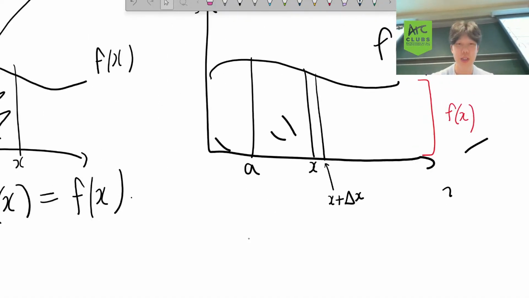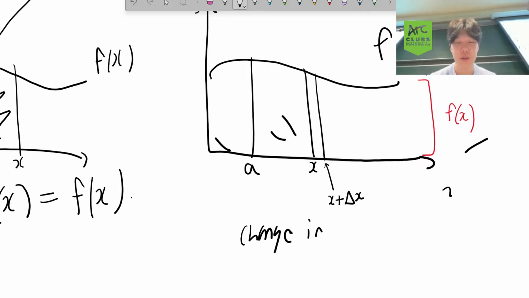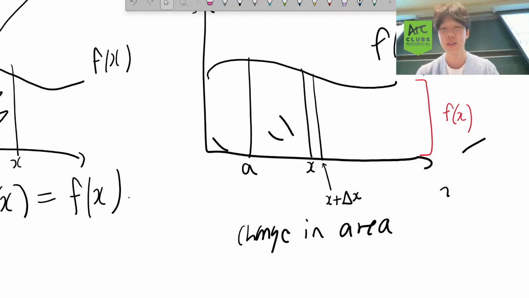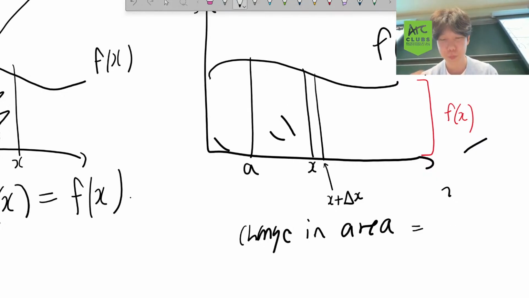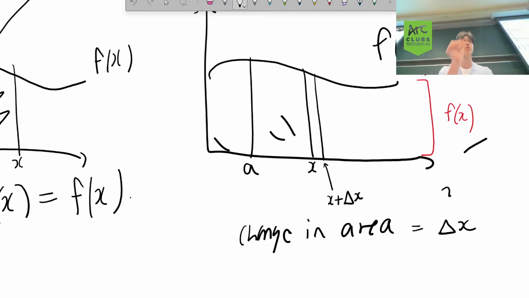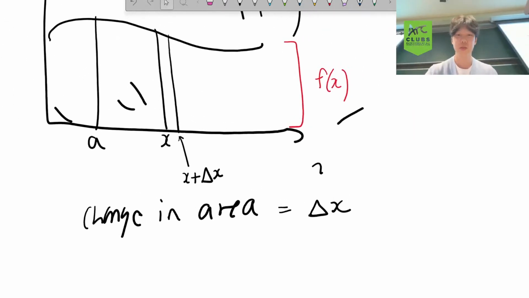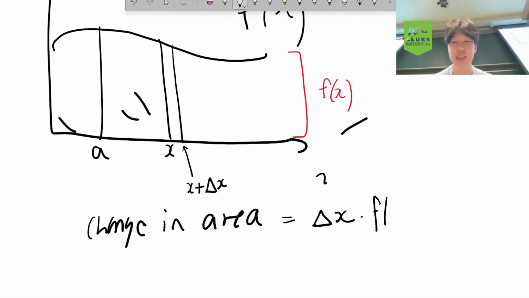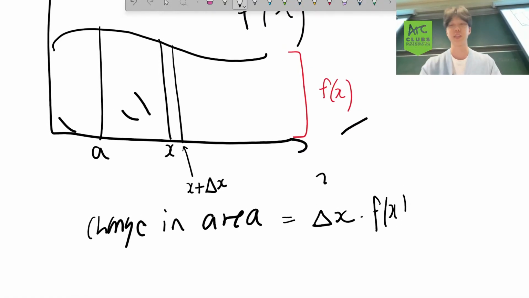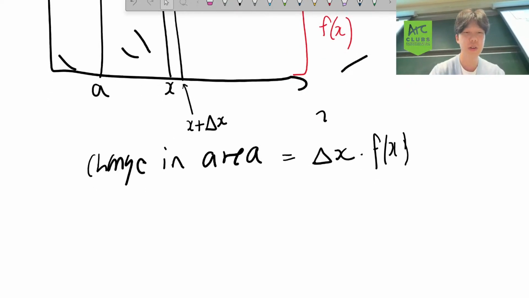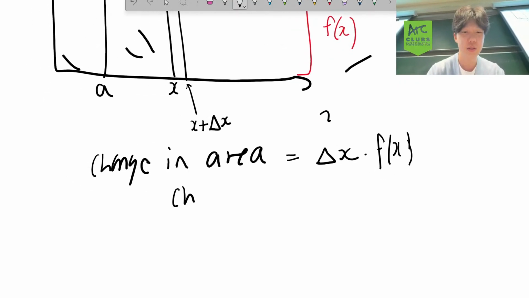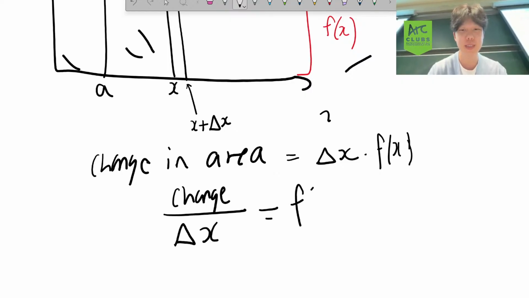so we know that the change in area, which is basically how much extra area we added in, is going to be the width, which is a really, really thin width, multiplied by the height, because it's basically like a really thin rectangle, right? So now I get the change in area, divided by the change in x, is basically f of x.